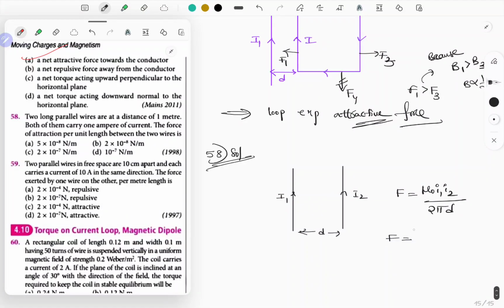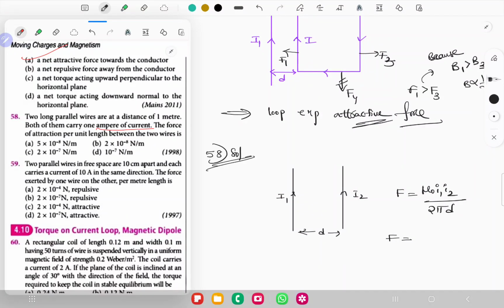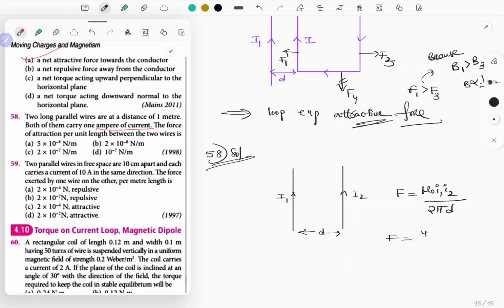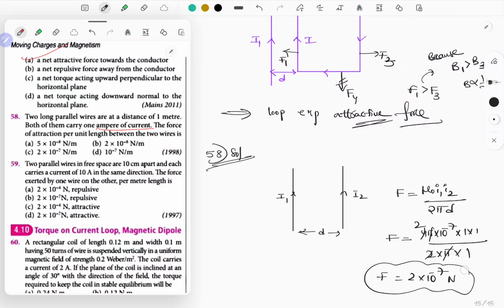So F is equal to, each carrying 1 ampere of current. That's what they are giving. So 4 pi into 10 power minus 7 into 1 into 1 divided by 2 into pi into 1 meter distance. So pi will get cancelled, it is 2. So the final answer F is equal to 2 into 10 power minus 7 newtons, 2 into 10 power minus 7 newton per meter.